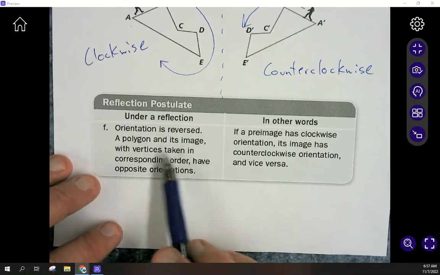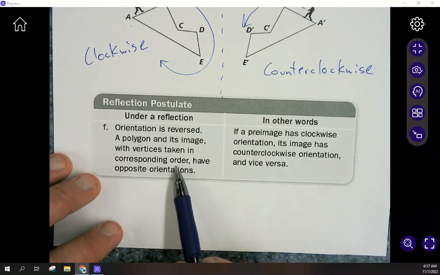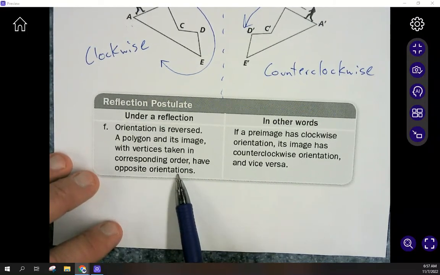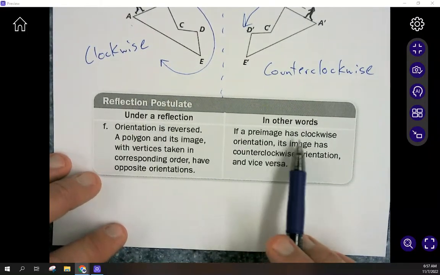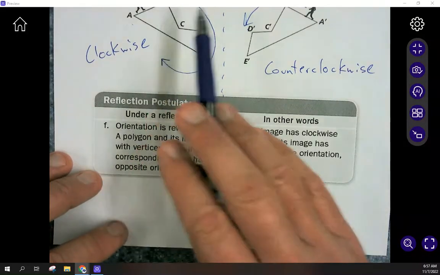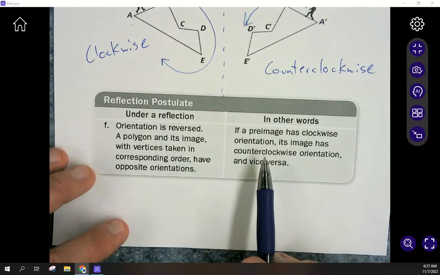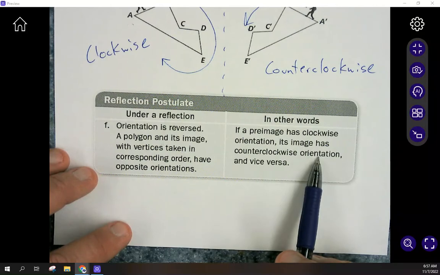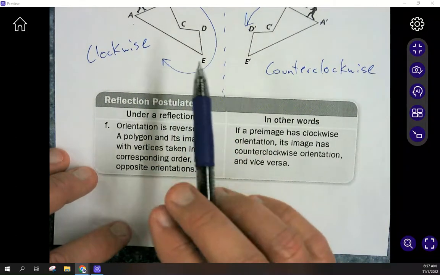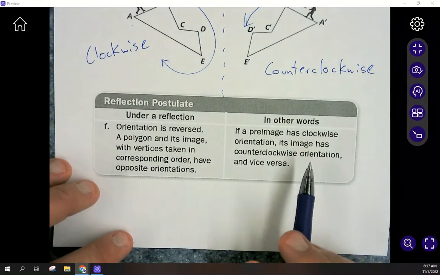A polygon and its image with vertices taken in corresponding order have opposite orientations. So in other words, if a pre-image has a clockwise orientation, when you flip it, its image has counterclockwise orientation, or maybe it started counterclockwise, it will then go to clockwise.